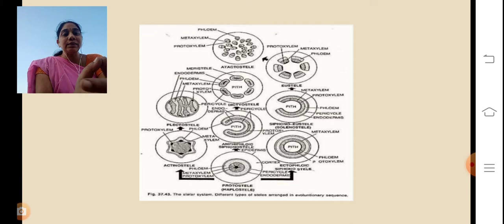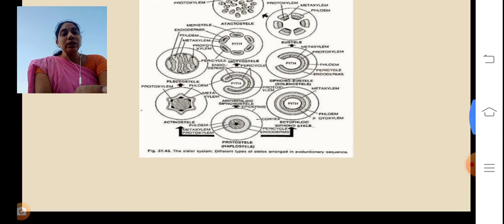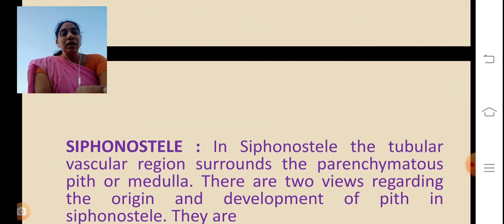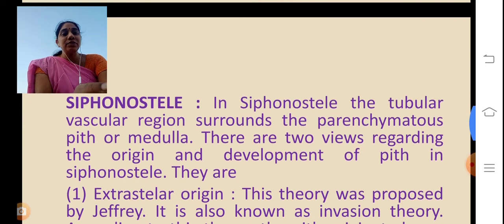Diagrammatically we can see. Next, okay, protostele is the primitive type. Another one is siphonostele. In siphonostele, the tubular vascular region surrounds the parenchymatous pith or medulla. There are two views regarding the origin and development of pith in siphonostele.